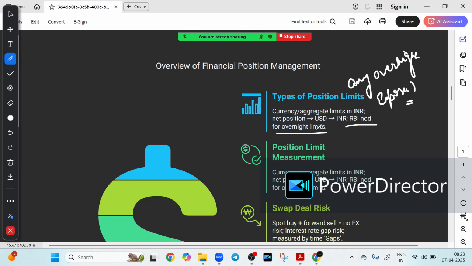So basically we are talking about the types of position limit. If a bank is dealing in USD INR, the net position is closely monitored. Any overnight exposure, then what? That requires prior approval from the RBI for the overnight limit. Now, if you look at the position limit, currency limits are there and aggregate limits are there, right? And RBI nod is required.